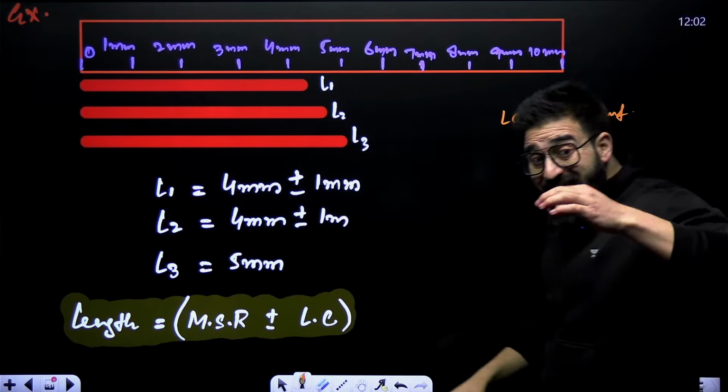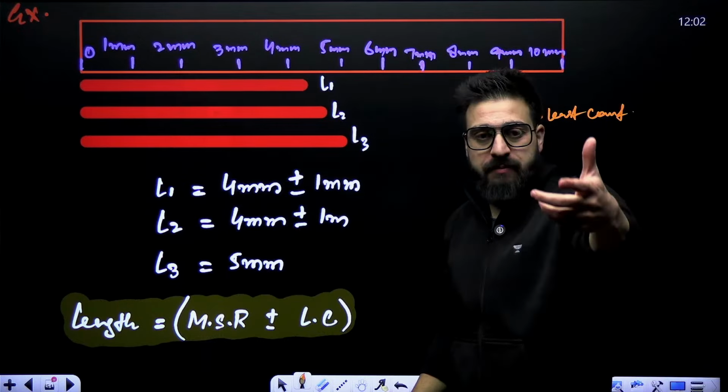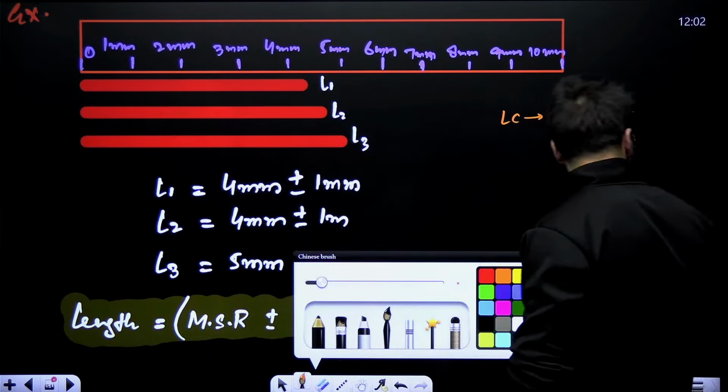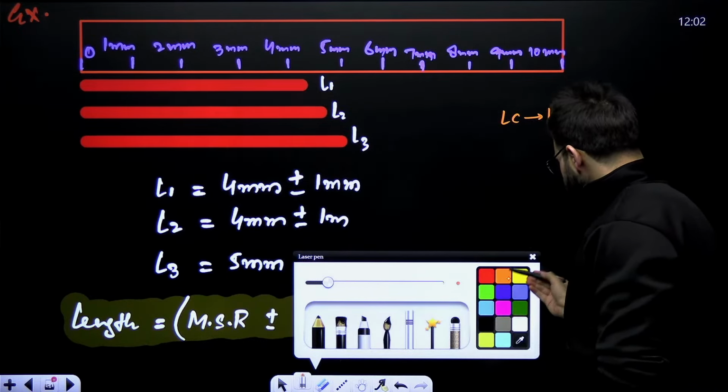Either you call it the least count or you call it the maximum error. It's one and the same thing.